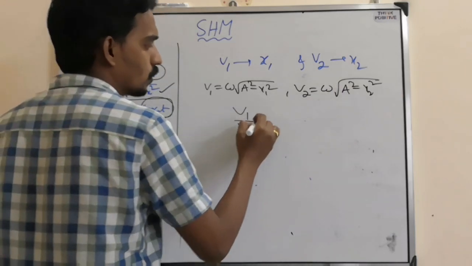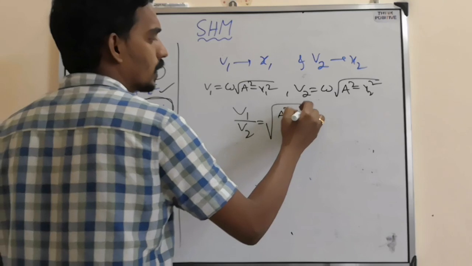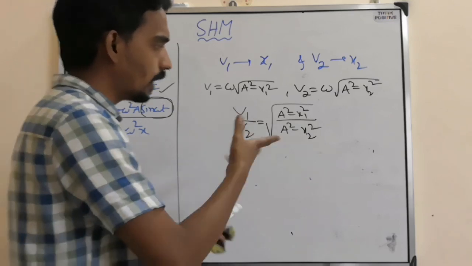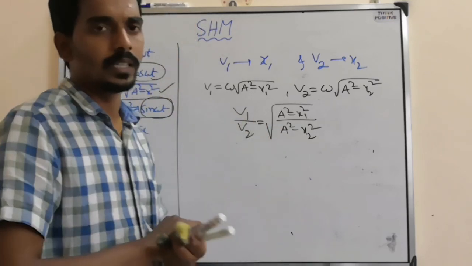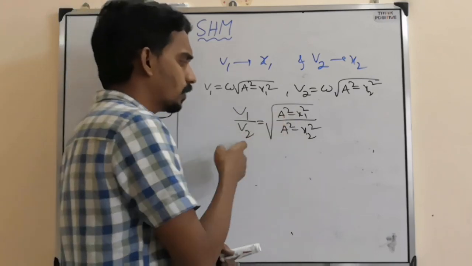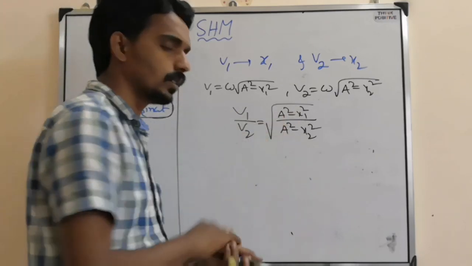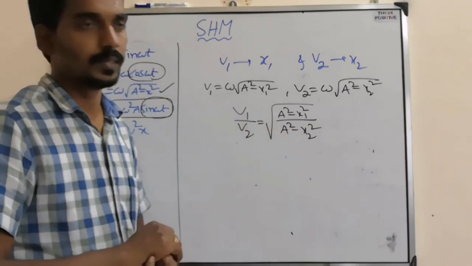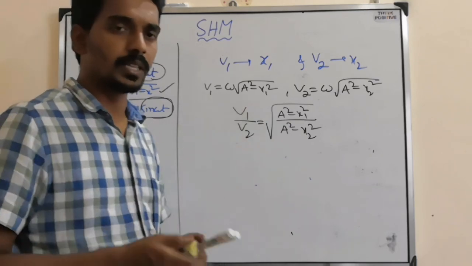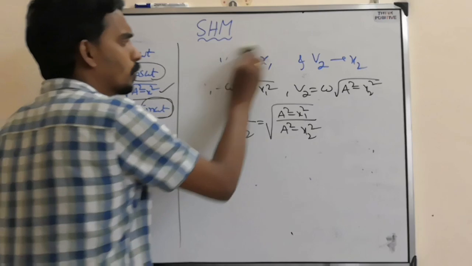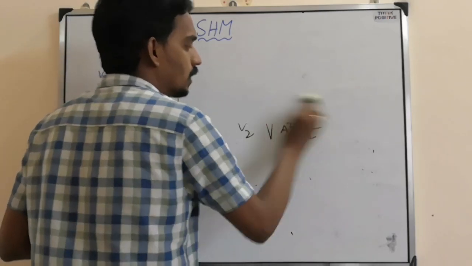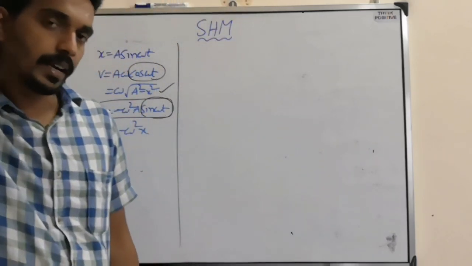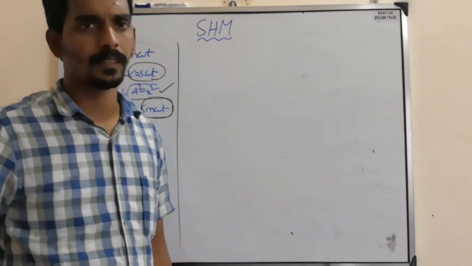If you take the ratio, under root A square minus x1 square by A square minus x2 square. So if you square both sides, then you can get the relation between them. They may give V1, x1, V2, x2 and ask you a value, or they may give you a value and ask you V1 or V2, anything. So this kind of comparison based question they can also ask, based on the simple equations of SHM, velocity in SHM and acceleration in SHM.